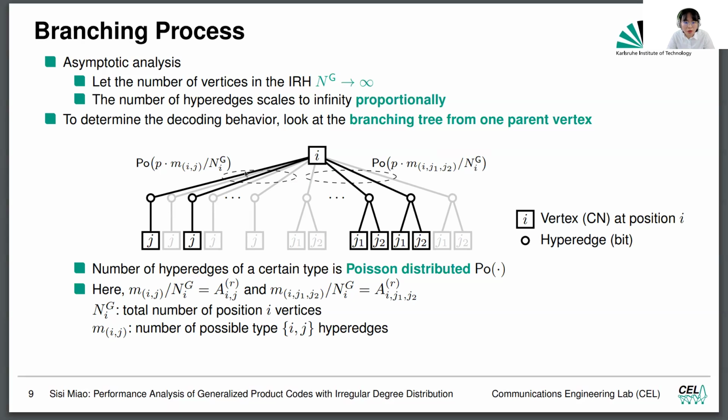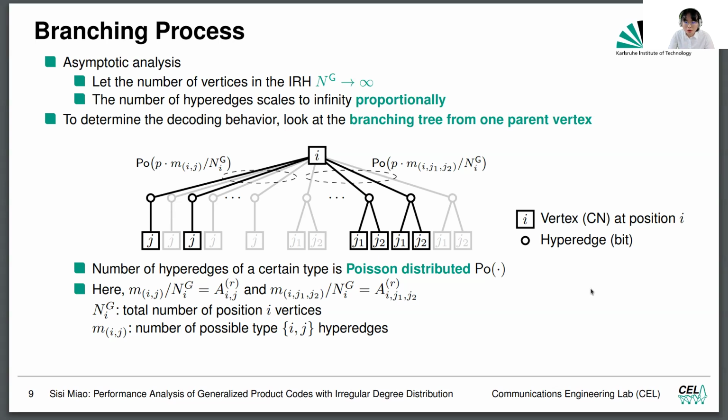Then the number of hyperedges that occur is exactly Poisson distributed. And we need to calculate the mean value of the Poisson distribution. And here we simply let it be P times this division here. And the important thing is that we want to keep the fraction of the number of possible hyperedges of this type divided by the total number of position I vertices. We want to keep this fraction as the entry of the connection tensor. That is to say, we are scaling this random hypergraph to infinity, but we are keeping the average check node degree.